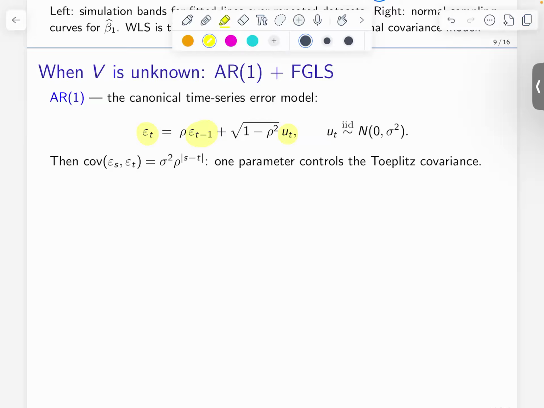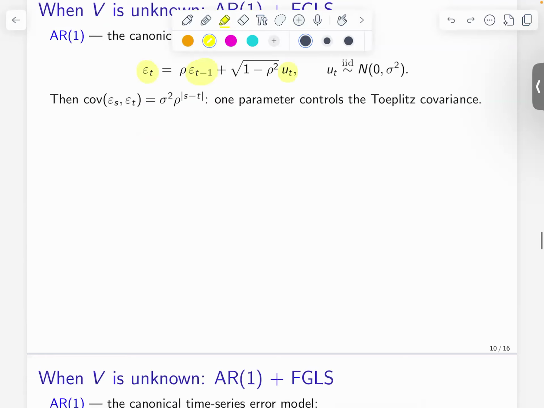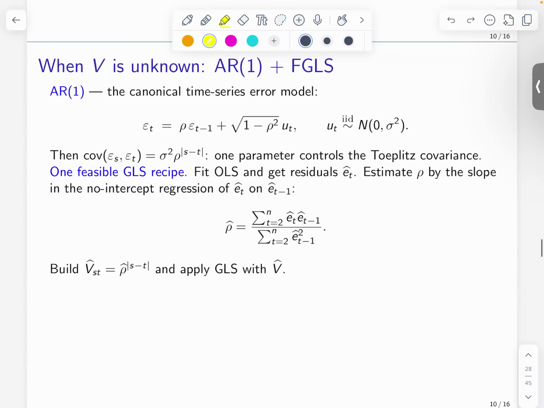If rho is 0, then epsilon t is going to be equal to u t, so that would be the IID case. But if rho is non-zero, then there's dependence. You can show that the covariance of epsilon s and epsilon t would be sigma squared rho to the power of the difference. This gives me a Toeplitz structure. What I can do is estimate the rho.